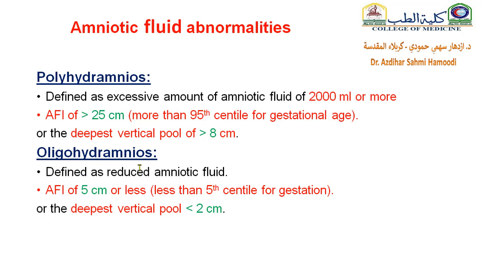In case of oligohydramnios, which is reduced amniotic fluid volume, the amniotic fluid index is 5 centimeters or less, that's to say less than the 5th centile for gestation. Again, the normal value is between 25 and 5, so less than 5 is oligohydramnios, and the deepest vertical pocket is less than 2 centimeters because the normal value is 2 to 8. So less than 2 is oligohydramnios.